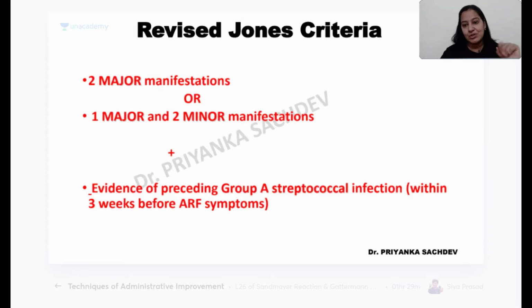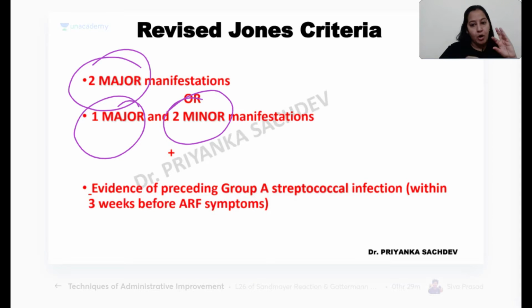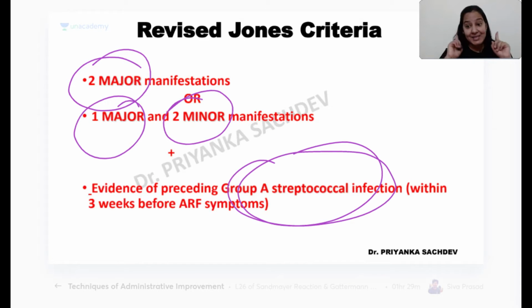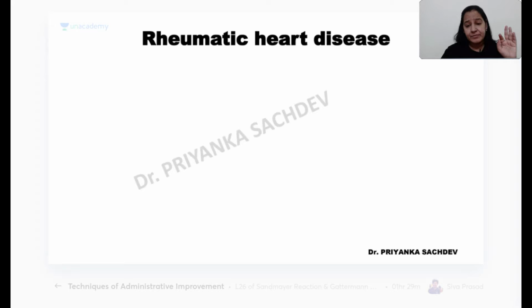These are known as revised Jones criteria. So either there should be 2 major out of the 5 major, or 1 major and 2 minor. Out of 5 major, 5 minor, 1 major and 2 minor. Either 2 major or 1 major, 2 minor, along with the supportive GAS criteria. GAS criteria should be there. So then we will call it rheumatic fever. So that was the summary till now.